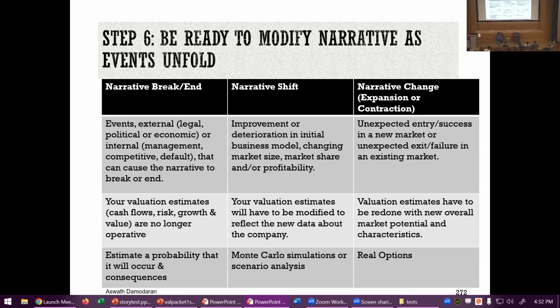Stories can shift. What does that mean? Your core story stays the same, but the contours of the story vary, right? Your revenue growth could get higher, your margins could get lower. And sometimes stories can change, where your company either does something you never expected it to do or doesn't do something that you thought it could pull off.